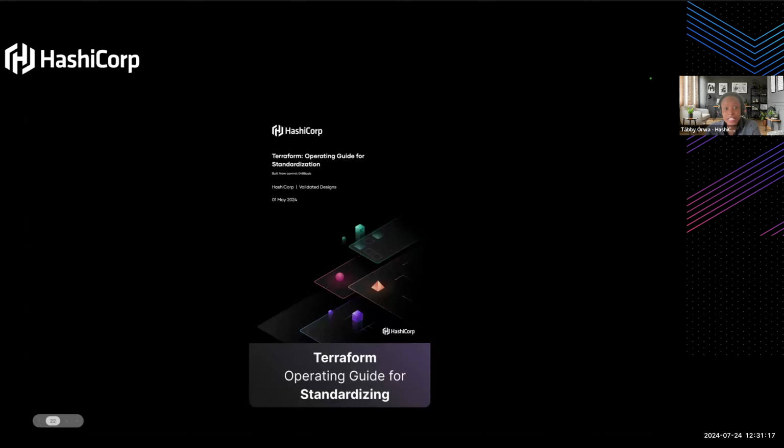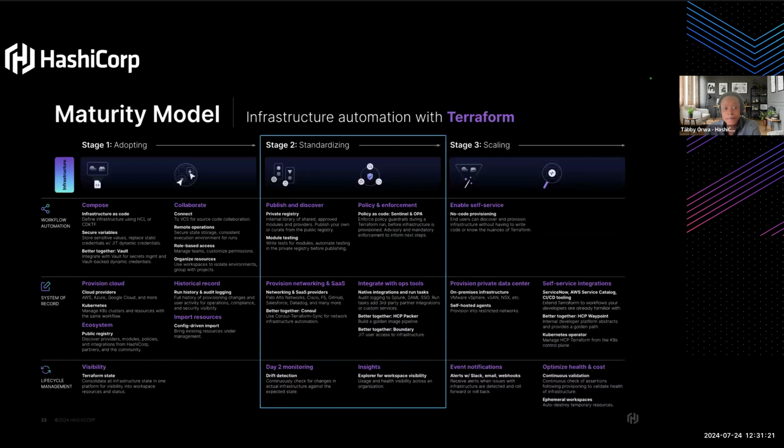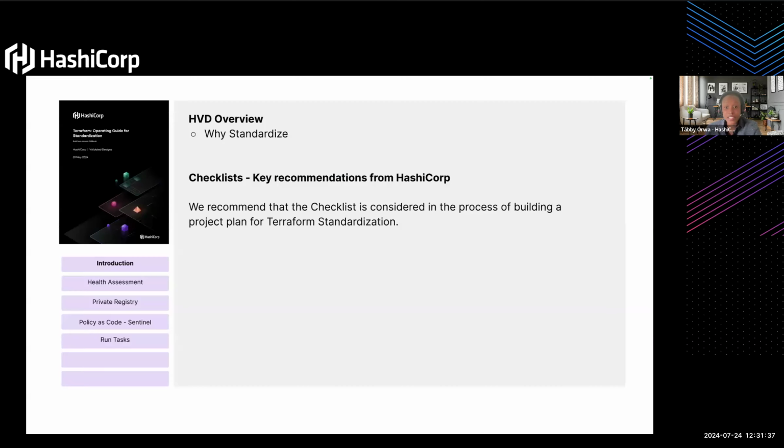Now let's move on swiftly to standardizing. Now, standardizing is a transition point. It focuses on the shift to a more structured and efficient approach to IaC. In this phase, you are increasing your efficiency, you're enhancing your security and compliance protocols, and you're setting yourself up for scalable growth and better collaboration.